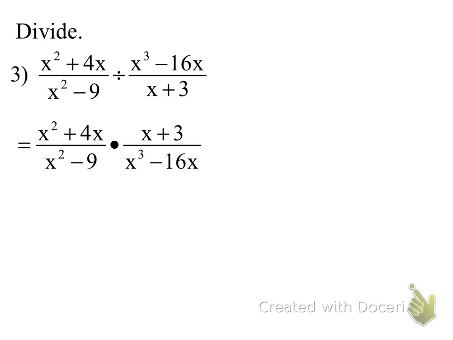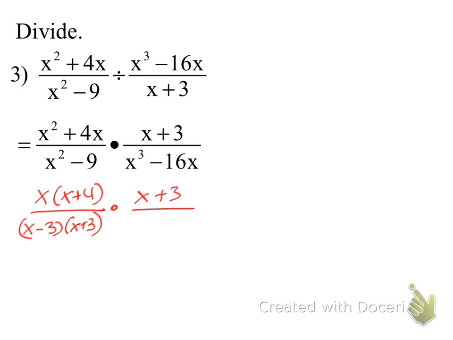Good. What would be the next step? Factor. And the first numerator is going to factor to what? x times x plus 4, over x minus 3 and x plus 3. Okay, and then, all right, so x plus 3, x minus 3 times, keep going, x plus 3 over x times x minus 4 times, minus 16, no, oh no, and then x plus 4.